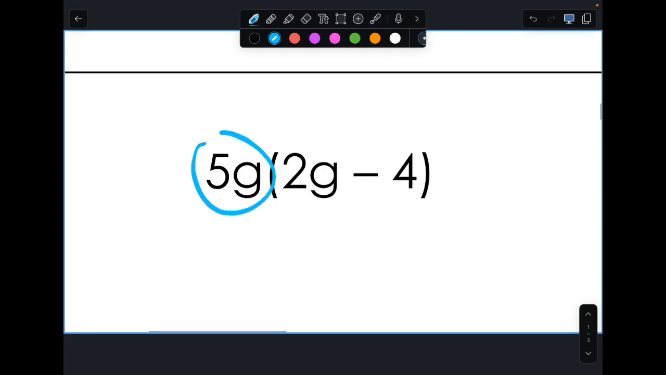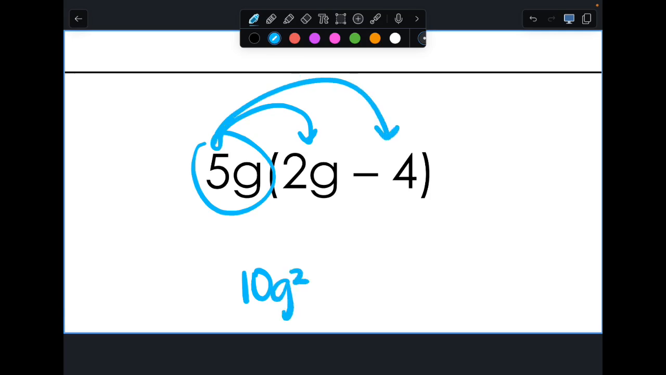All right. 5 times 2 is? 10. g times g is? g squared. Joanne, what's g times g? g squared. Thank you. 5 times negative 4? Negative 20g. Bring down the g. You have to say that loud. Okay.